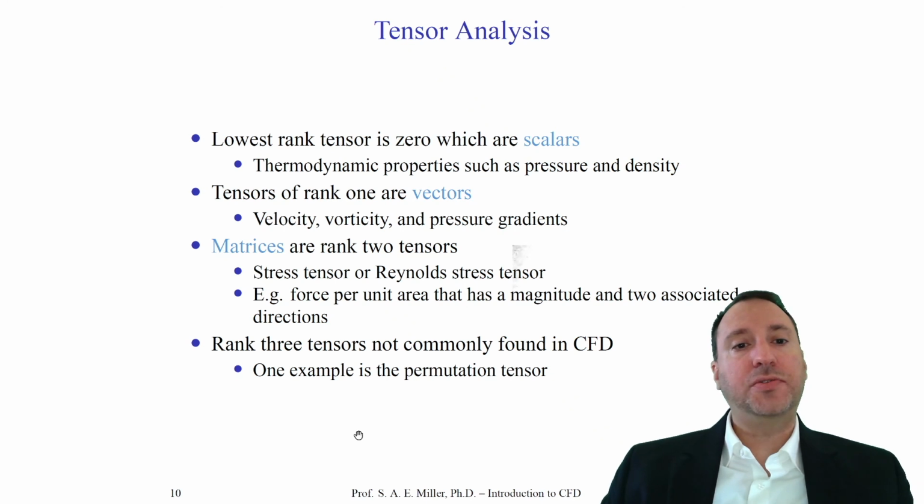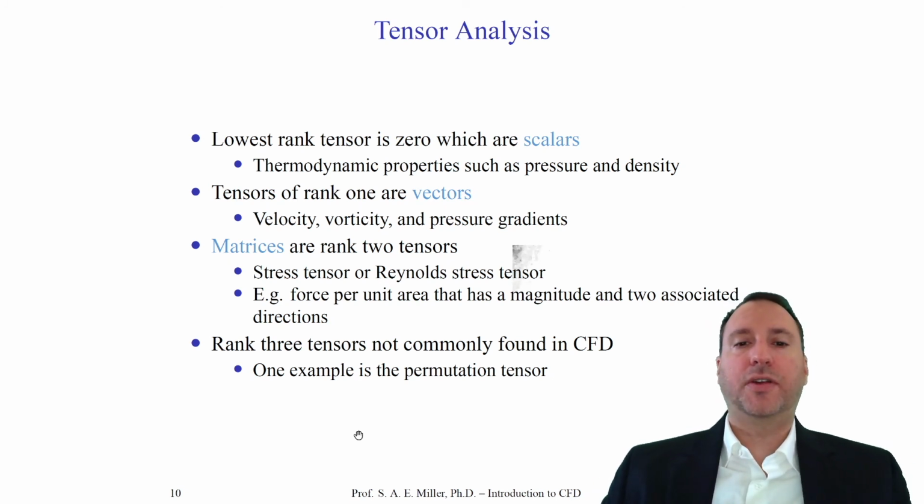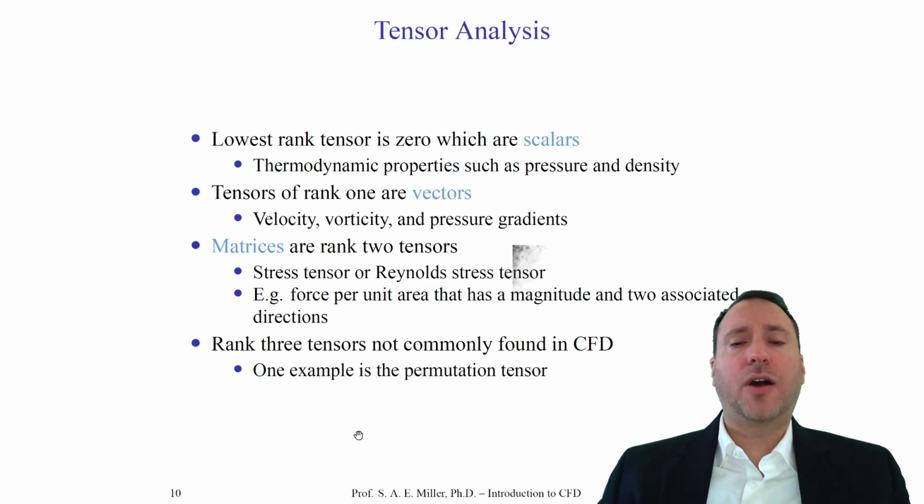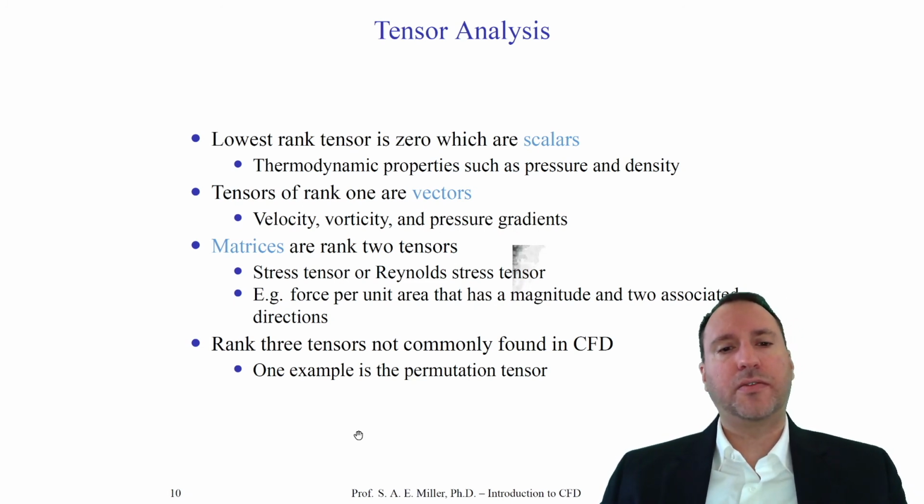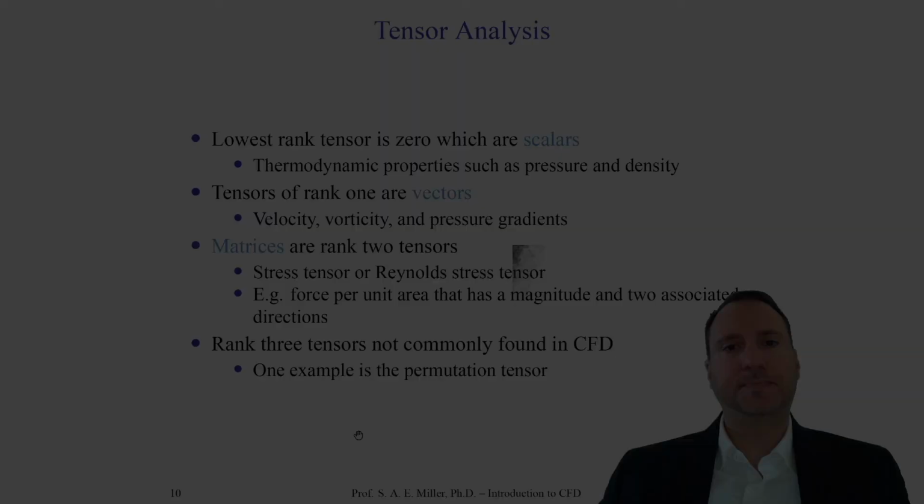Matrices are rank 2 tensors, which we've seen some here. Stress tensors, or Reynolds stress tensors, which we'll introduce later in the class, are of course rank 2 tensors. Examples of these might be forces per unit area or magnitudes with 2 associated directions. We'll see these appear in fluid dynamics and especially CFD. Rank 3 tensors and higher are rarely seen in computational fluid dynamics, but it's good to know that they're there. One example might be the permutation tensor, which we've just seen.